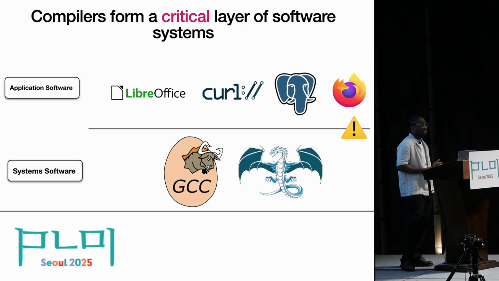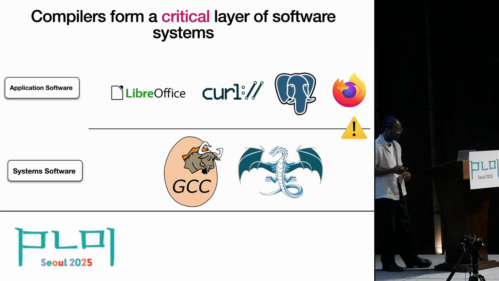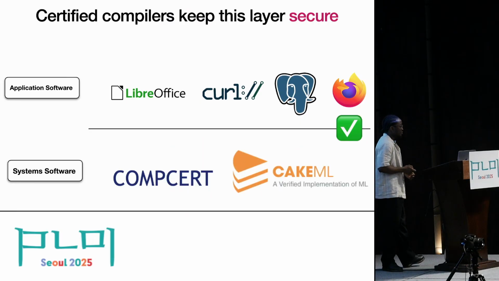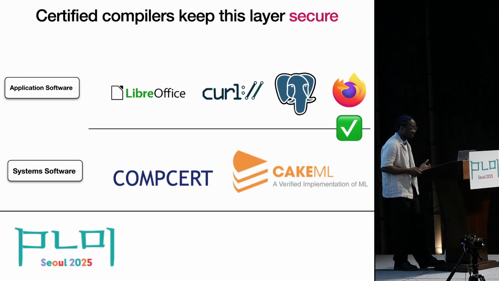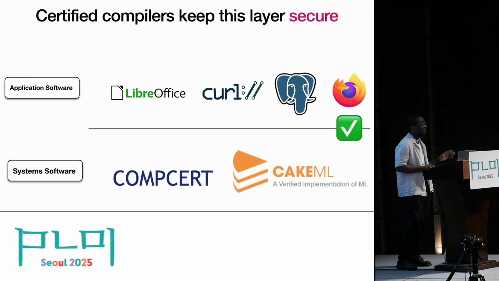And it's not just a hypothetical situation. Real-world compilers like Clang and GCC have open bugs. One way to eliminate bugs in compilers is by proving them correct. Compilers that are proven correct are called certified compilers, and these compilers eliminate an entire class of bugs in the critical parts of the software stack.